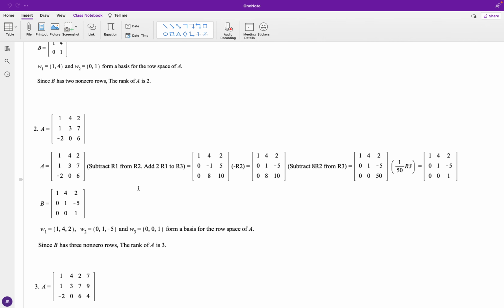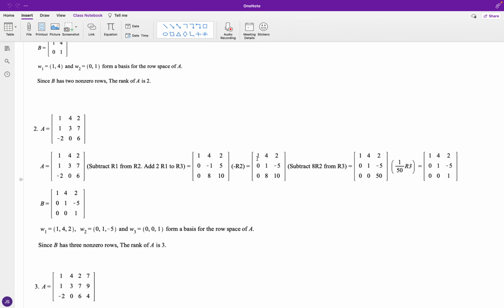And looking at the operations, so if I subtract what is in the first row from the second row, and simultaneously add twice the first row elements to what is in the third row, okay, so we have this arranged as 1, 4, 2, 0, negative 1, 5, 0, 8, 10, and I can change the negative 1 in the second row to positive 1 if I take the opposite sign of the second row, which is going to change over from 0, negative 1, 5 to 0, 1, negative 5.